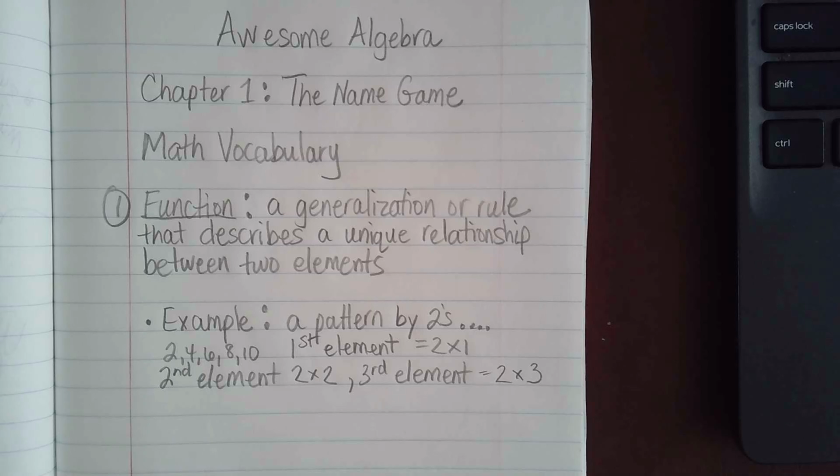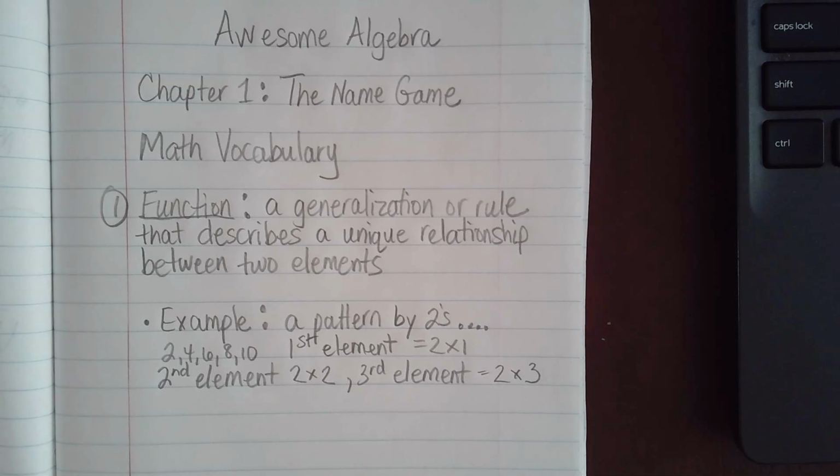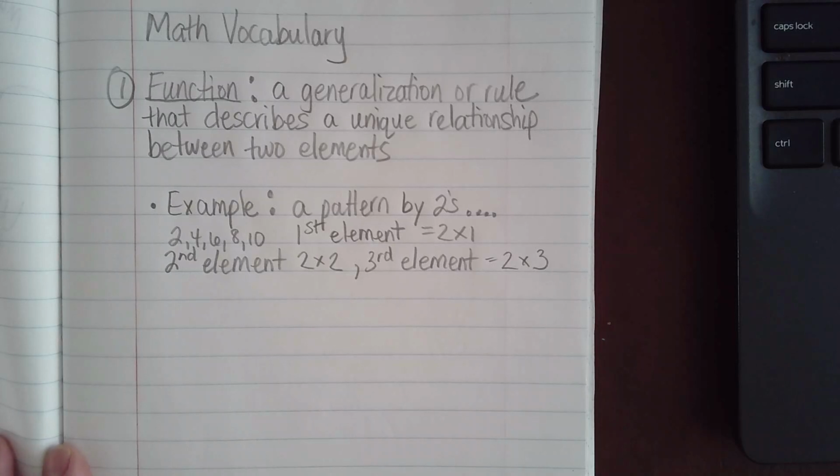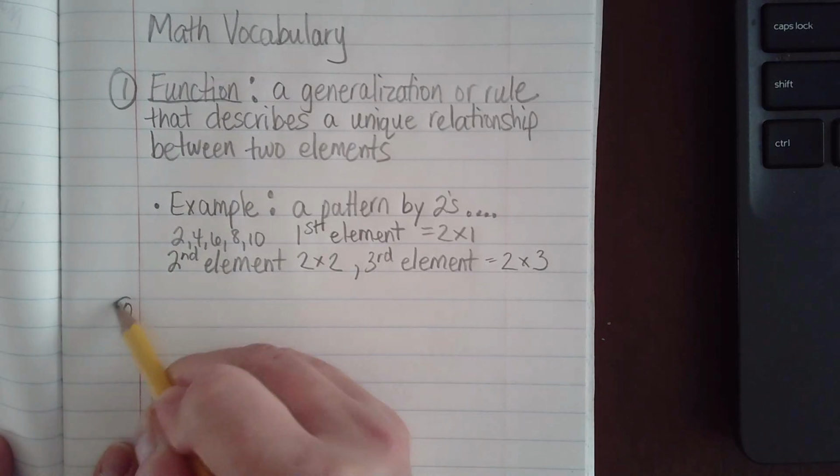So when we're talking about algebra, we're going to be talking about 2 different types of patterns. First off is what we call a growing pattern. So I'm going to move that up there, and I'm going to write number 2 on the side.